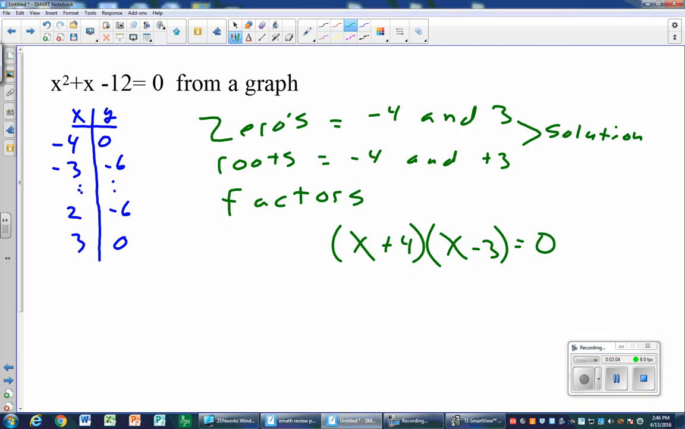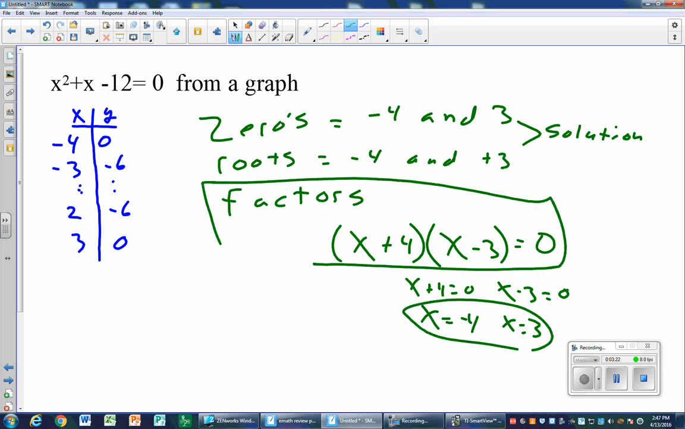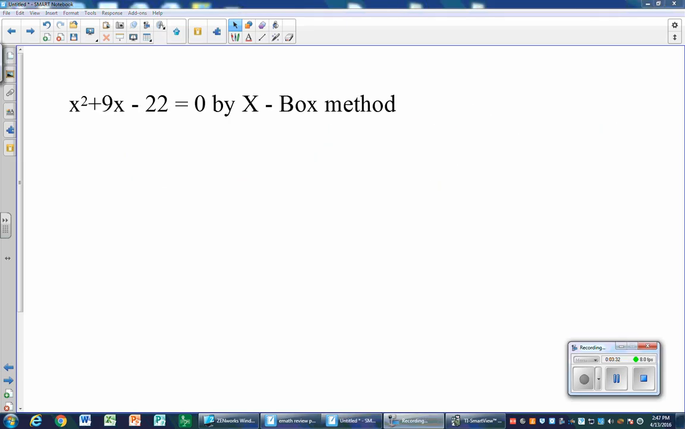While it's true that this equals 0, we'd be going right back into another circle if we set each part equal to 0 and then solved and said x equals -4 and x equals +3. Okay, these are the factors. These are the solutions, which we found up here by using the zeros or the roots. So that's just a refresher on how to solve a quadratic equation from a graph. Let's do this one using the X-box method.